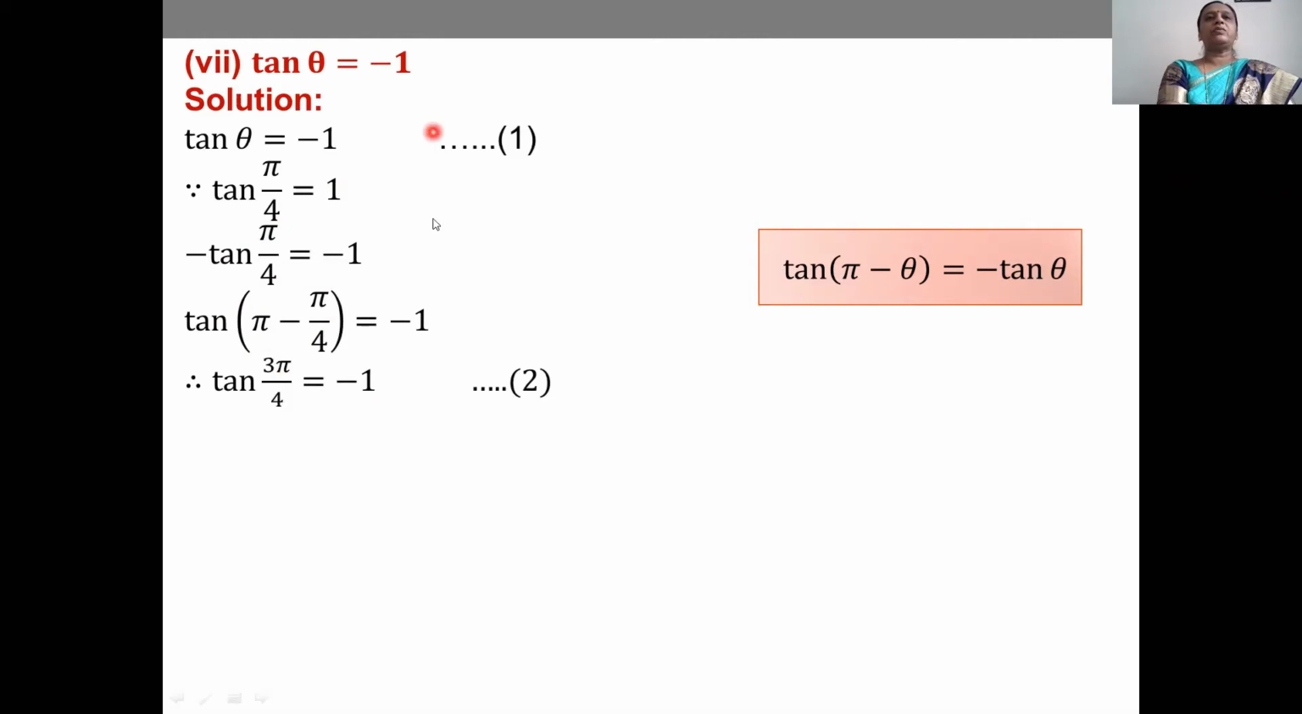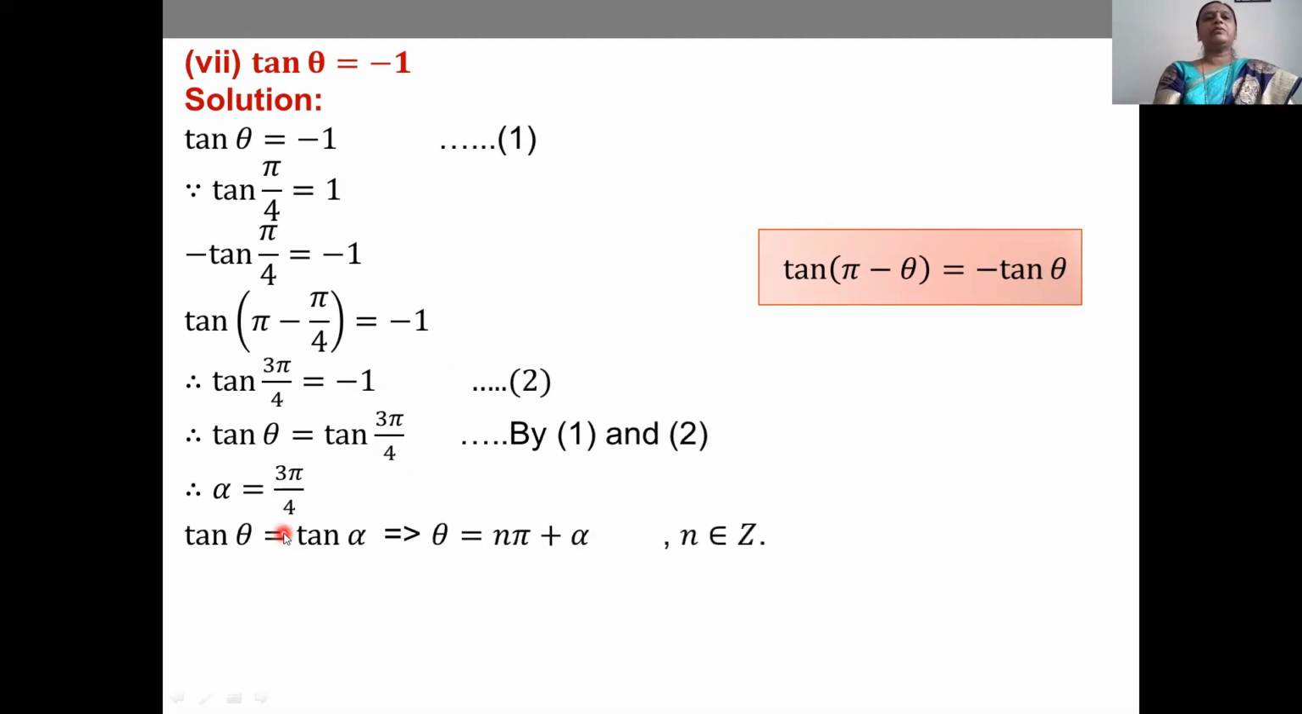Now you compare equation 1 and 2. Their right hand sides are equal. Therefore, equate the left hand sides. You will get tan theta is equal to tan 3 pi by 4. Now this equation is of the type tan theta is equal to tan alpha, where alpha is 3 pi by 4. If the equation is of the type tan theta is equal to tan alpha, then this implies that the general solution will be theta is equal to n pi plus alpha, where n belongs to Z.